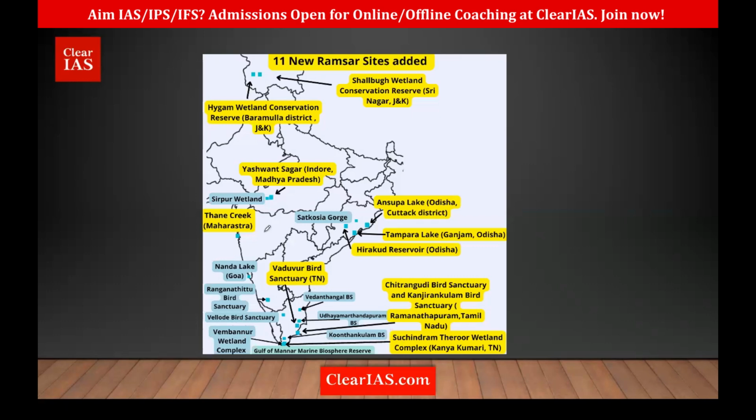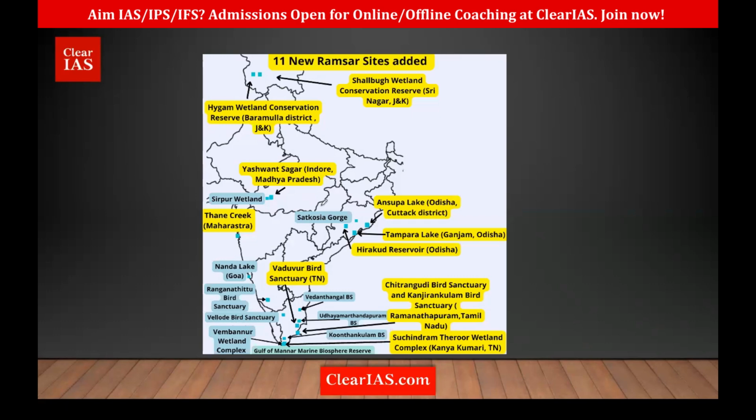The blue ones, these are the 11 newly introduced ones. The other ones are previously introduced just before this. If you have time, look at these as well. There's Nanda Lake in Goa, then Vellode Bird Sanctuary in Tamil Nadu, Vembannur. There are 6 introduced in Tamil Nadu. Then Satkosia. Remember Satkosia Gorge, which is in Odisha. That is very important.